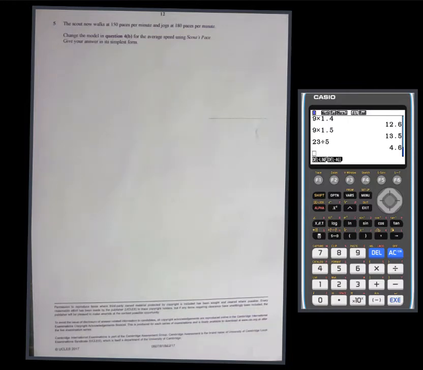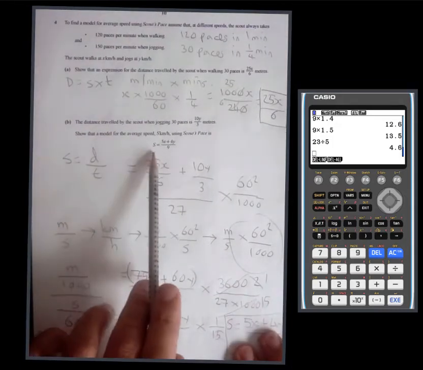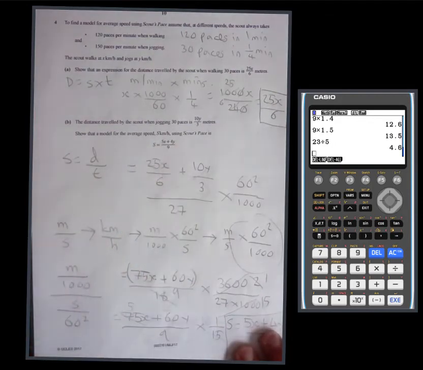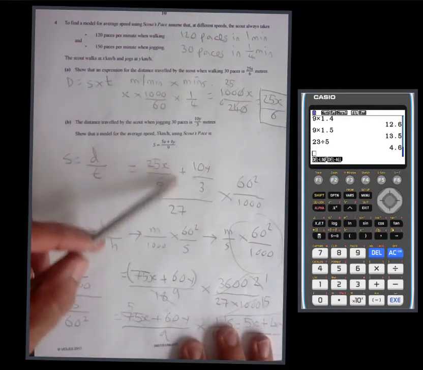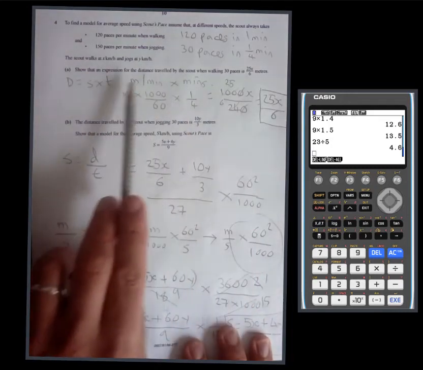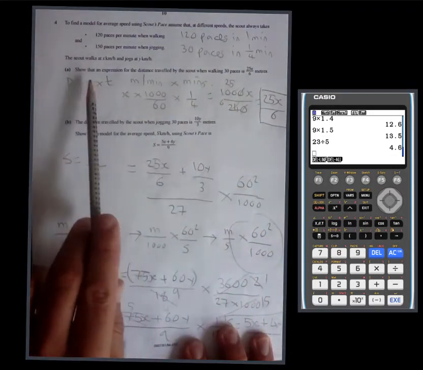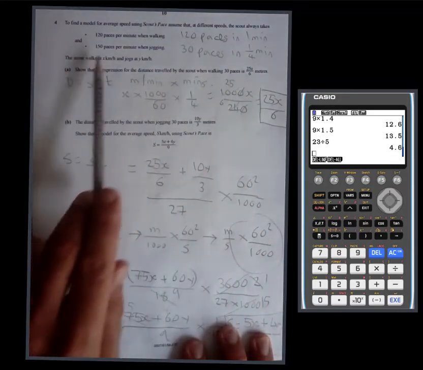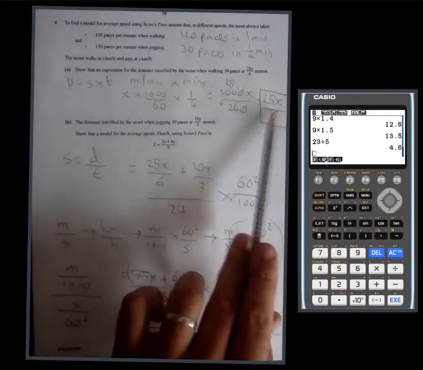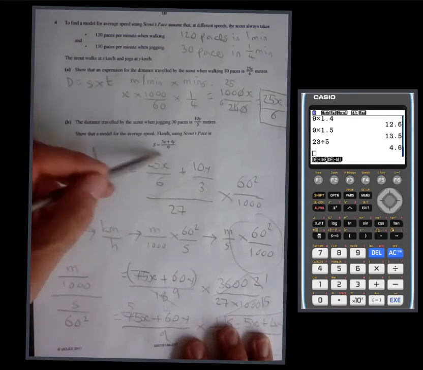Right, so the first thing we should do is look at 4b and see what we did there. So this was the model in 4b. Remember, it ended up being 5x plus 4y over 9. But how we got there, well, this 25x over 6 was the distance. It's actually from 4a. It's the distance travelled in 30 paces when they are walking 120 paces per minute, and that was 25x over 6. So this is the distance travelled by walking 30 paces.